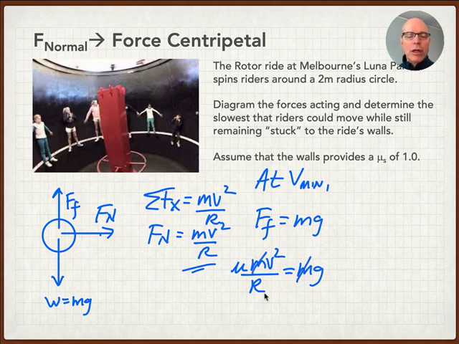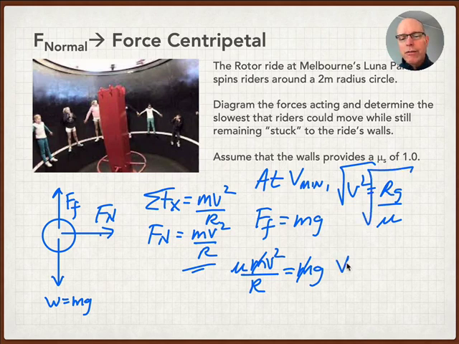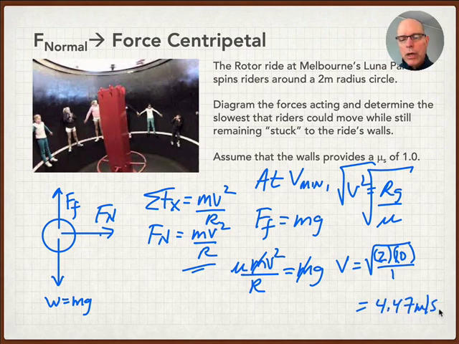So just going in and solving this, we can divide out the masses, and we figure out that the v squared that we're going to require is going to equal r times g divided by mu, and so square root both sides. We get our relationship that with mu equals 1.0, and the ride radius is just, and we'll leave off the labels here for a sense of space, we've got basically square root of 20, which is 4.47 meters per second.